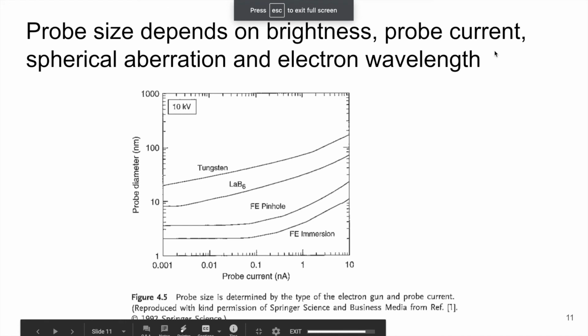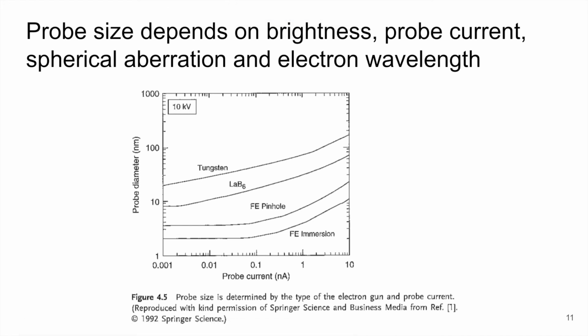All right, so now we know that probe size not only depends on brightness and the current, but also spherical aberration and the electron wavelength, which are two factors we added in when we consider the convergence angle. If we increase that, we can bring up more problems, and so that's what we have there. And so this figure here illustrates what we can expect with all these parameters.